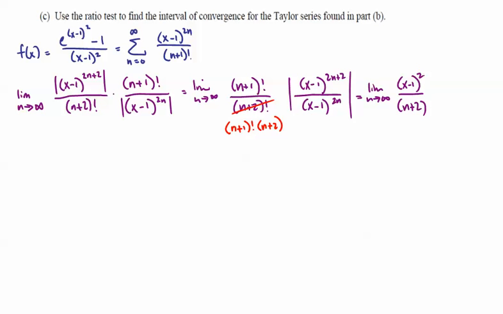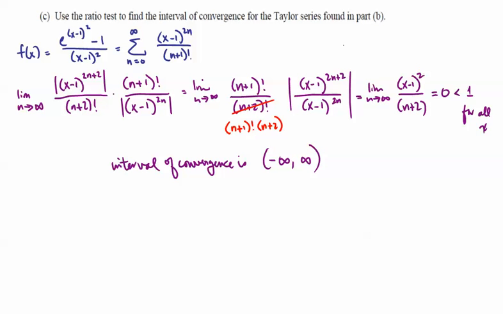So that limit is going to be 0, because as n grows infinitely large, the denominator is going to grow without bound, and the numerator for any finite value of x will be fixed. And so that will be less than 1 for all x. And so interval of convergence is negative infinity to positive infinity. And we're done with this second part.